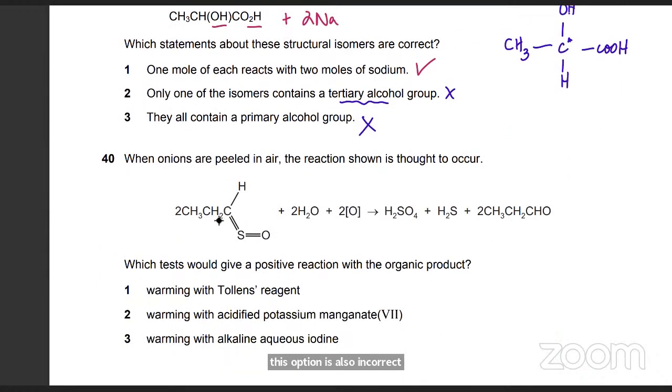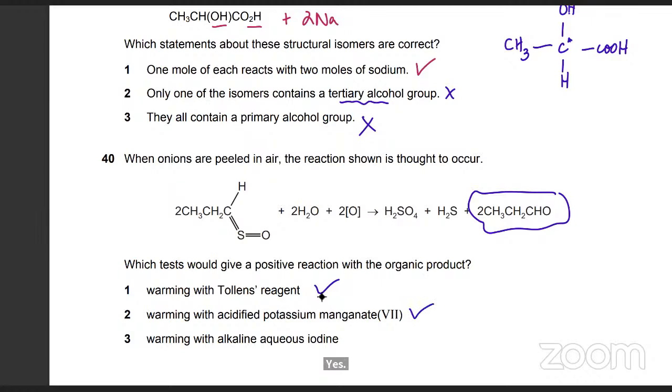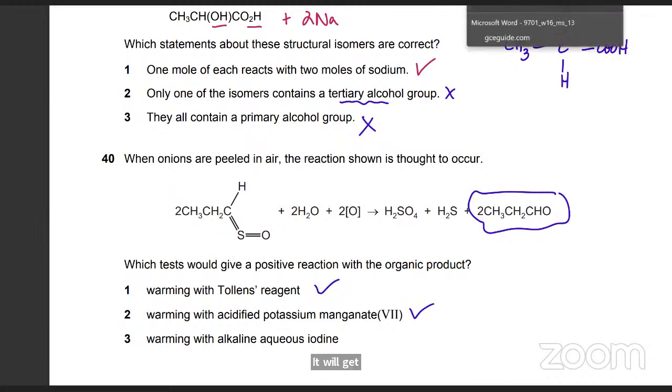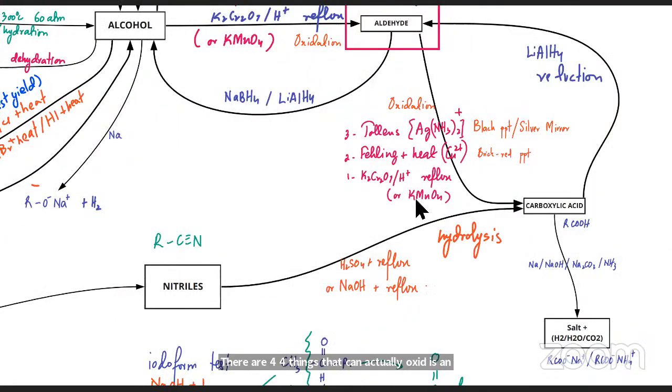Say last one. You've got a molecule, and then this reaction happens. Which test would give a positive reaction with the organic product? This is the organic product. Okay, there's an arrow over here. So that's the organic product, and it's an aldehyde. So toluenes, will it react with toluenes? Yes. It will get oxidized. It will get oxidized by KMnO4 as well. Okay, there are four things that can actually oxidize an aldehyde: Tollens, Fehling's, K2Cr2O7, or KMnO4, all of them.